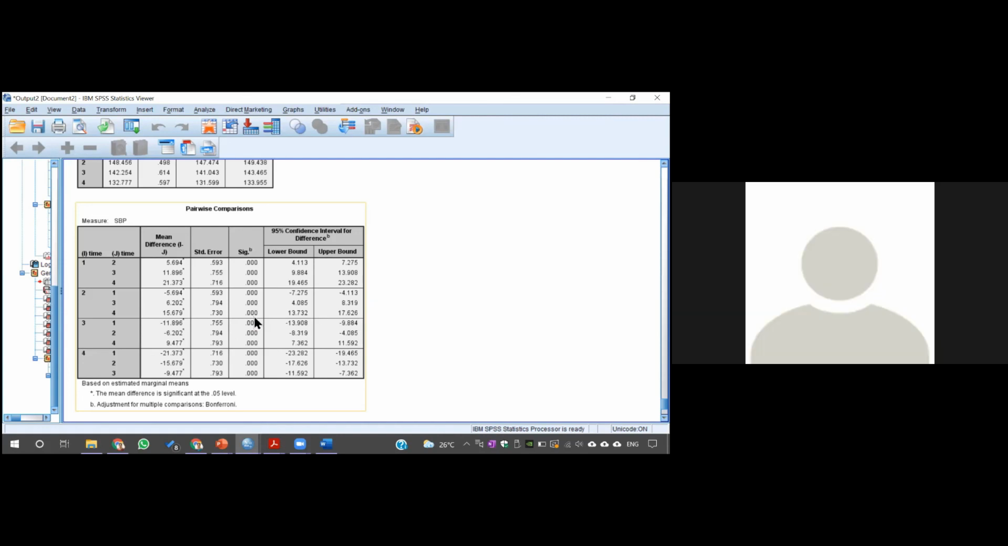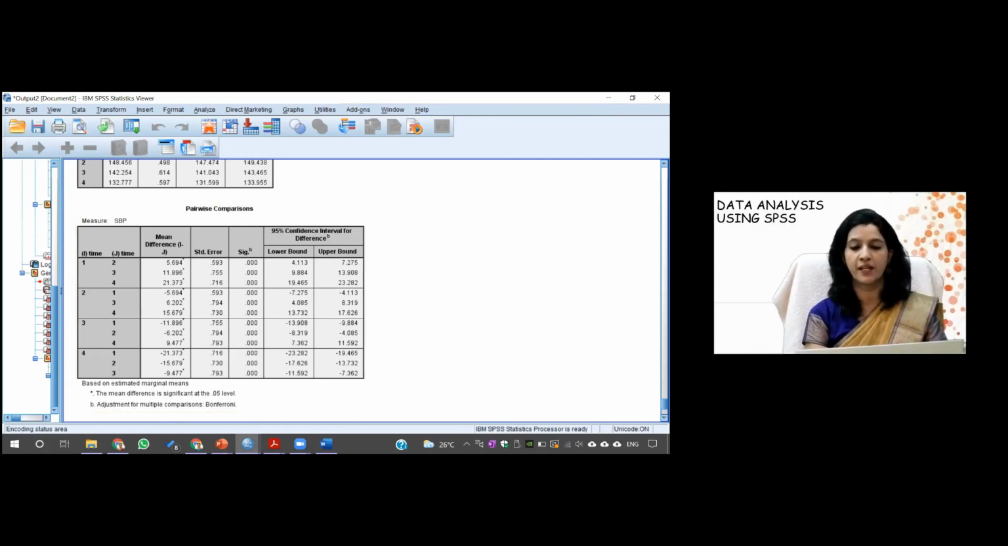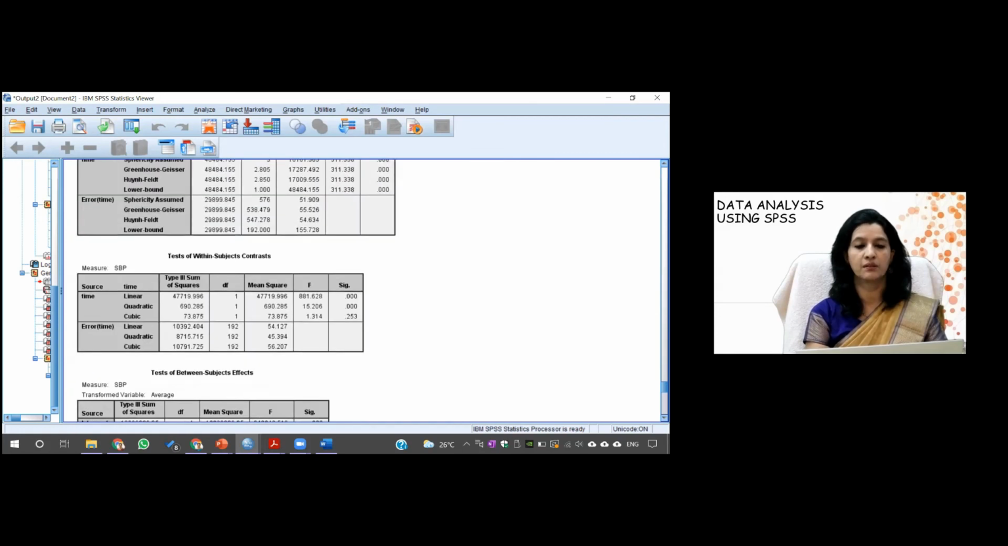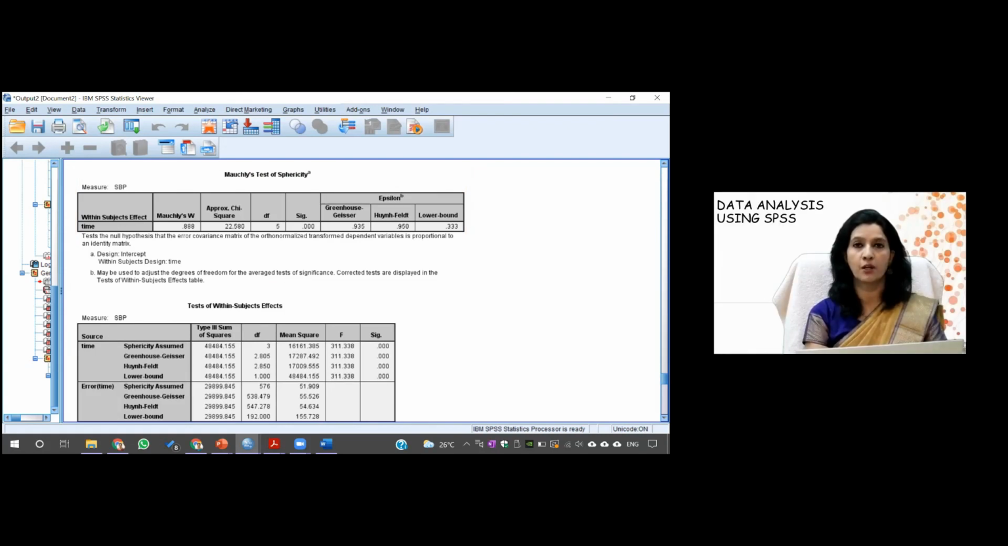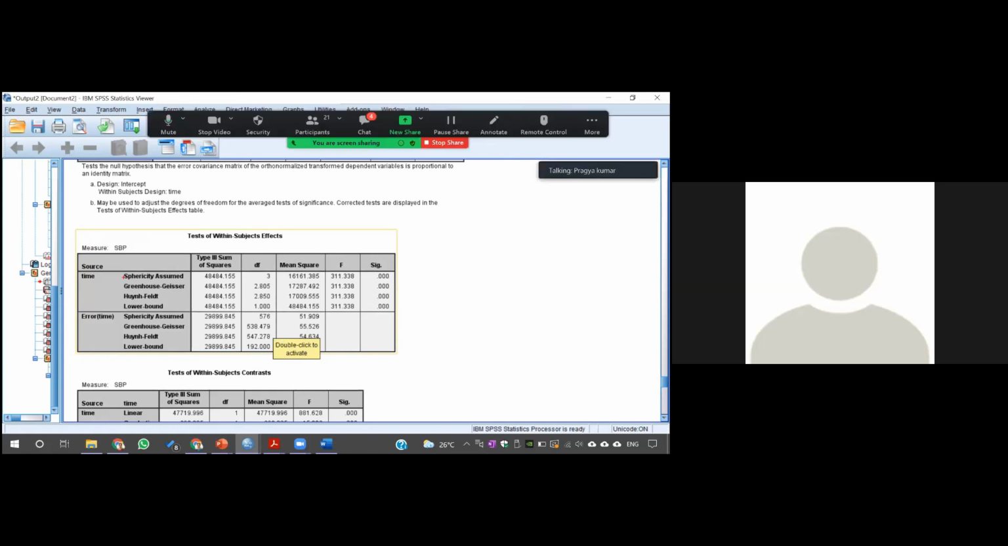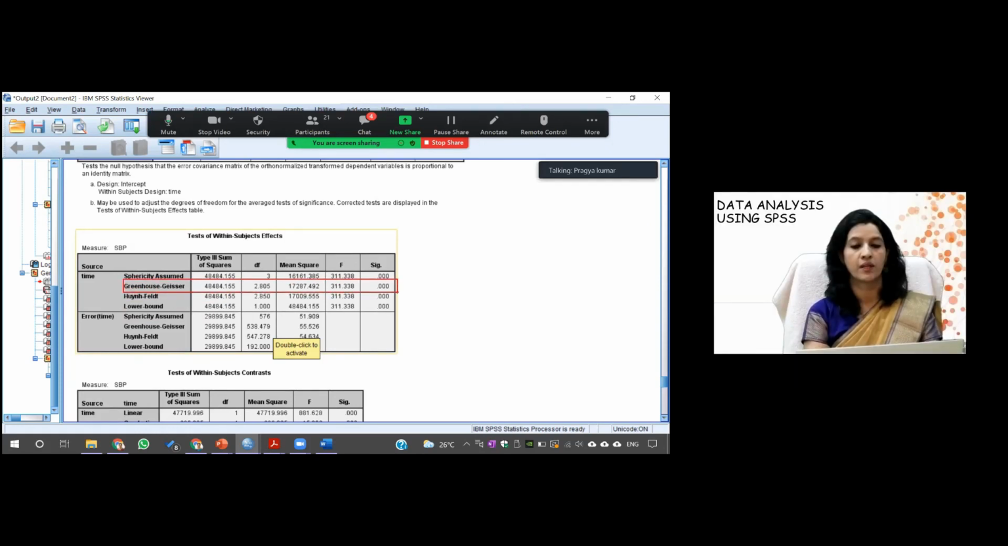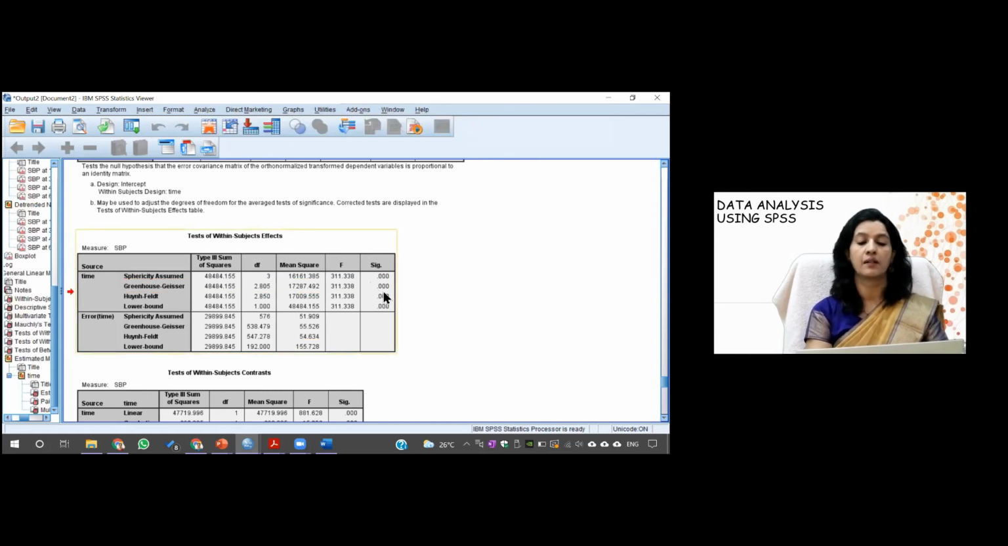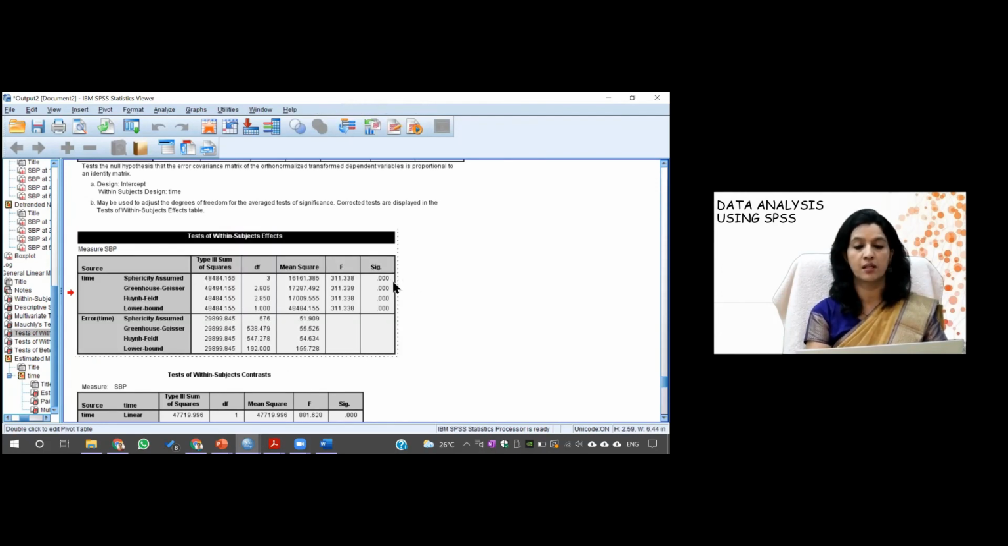Ma'am, if suppose Mauchly's test of sphericity comes significant, then what should we do? So significant, it is significant only, Ashish. If you see the value here. Yes, ma'am. Still we can use repeated measures ANOVA, ma'am. Yes, repeated measure ANOVA will be used, but you will report this Greenhouse-Geisser. Okay. Can you see this? This is also coming significant, but the p-value is different for every one. You can see the p-value. You can double click this and just keep your cursor over that significant.